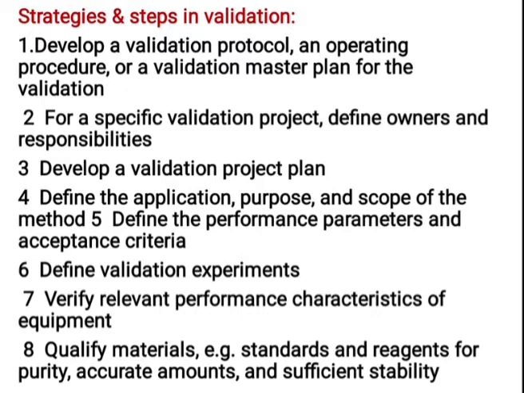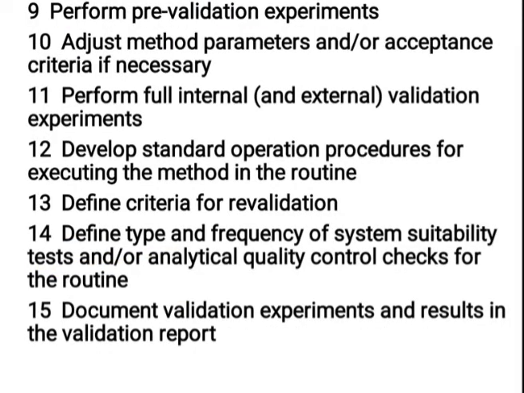Means in the laboratory you can take 0.3 gram, 0.2 gram. How can this be taken? So this can be initially defined by any scientist. So qualified materials means you have to define how much amount of standards will be added, how much reagents will be taken, the purity of those reagents, accurate amounts and the sufficient stability. All this can be initially defined, and this is a step of validation. The next step of validation, the ninth step, is perform pre-validation experiments.